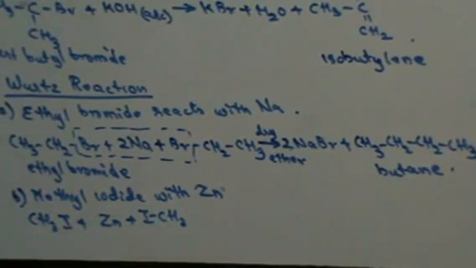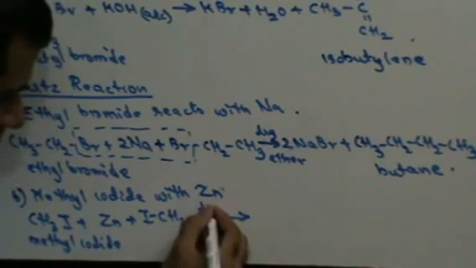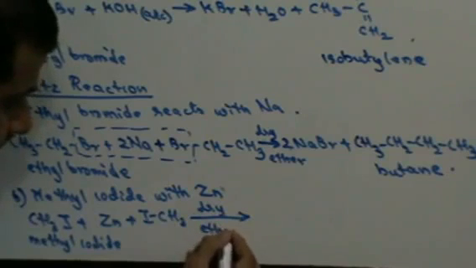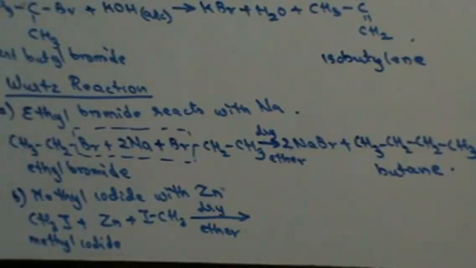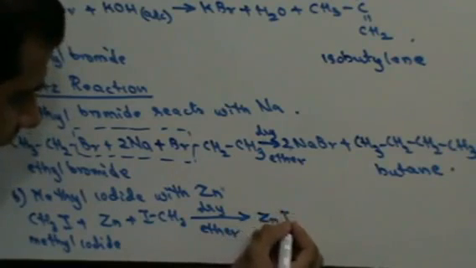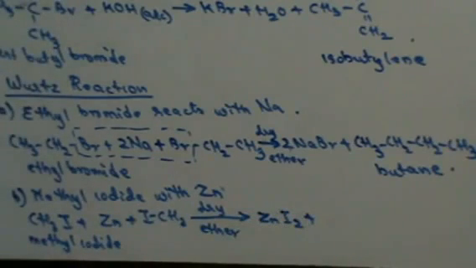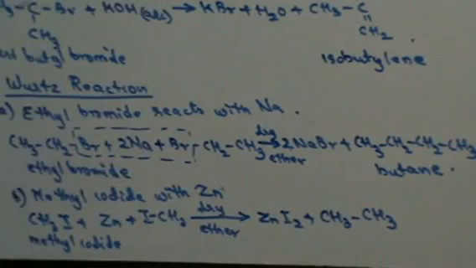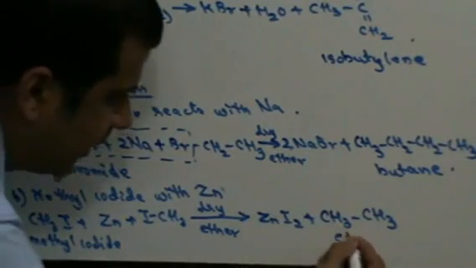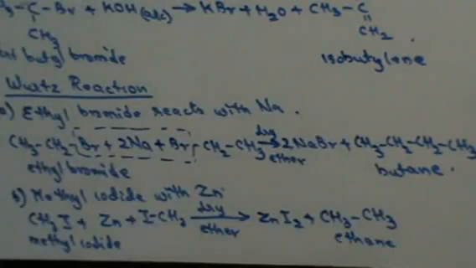I'm using 2 methyl iodides. Why am I not using 2 zincs? Because zinc valency is 2, so I don't need 2 atoms of zinc here. So this is methyl iodide, in dry ether. Zinc will react with iodine to form zinc iodide plus CH3CH3. In this case you will get ethane. Fine? So do we understand the Wurtz reaction?